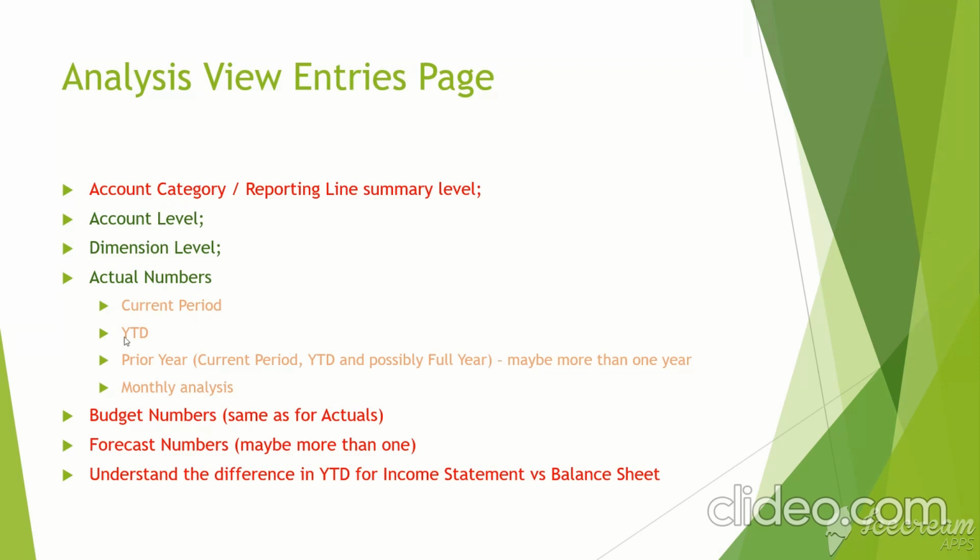The numbers, we'd have to massage the numbers to get them into these different categories. And then if we wanted to have budget numbers, we'd have to connect to the analysis view budget entries page, which is a separate connection. Same with the forecast numbers. And then there's no logic when you're looking at entries in terms of building year to date. We'd have to do that manually on the Excel side. So a lot of work to do with this connection.